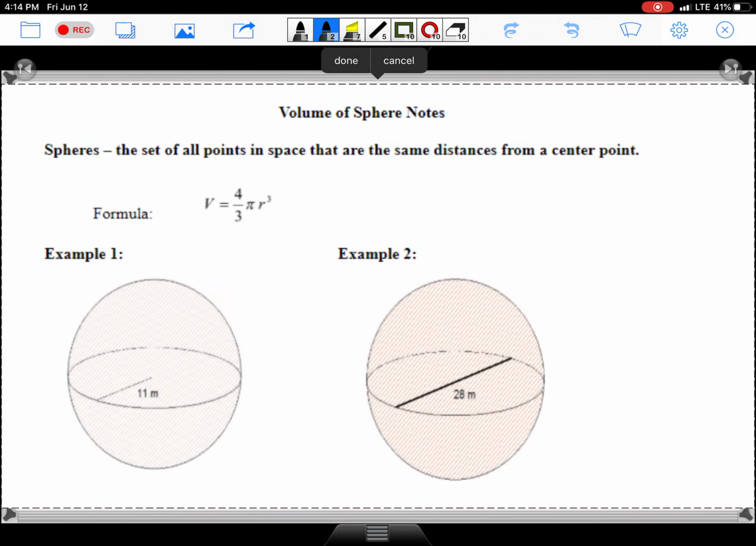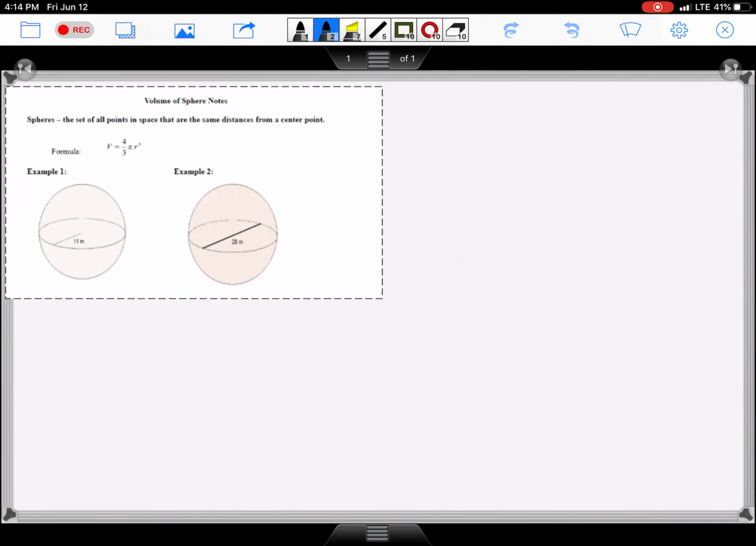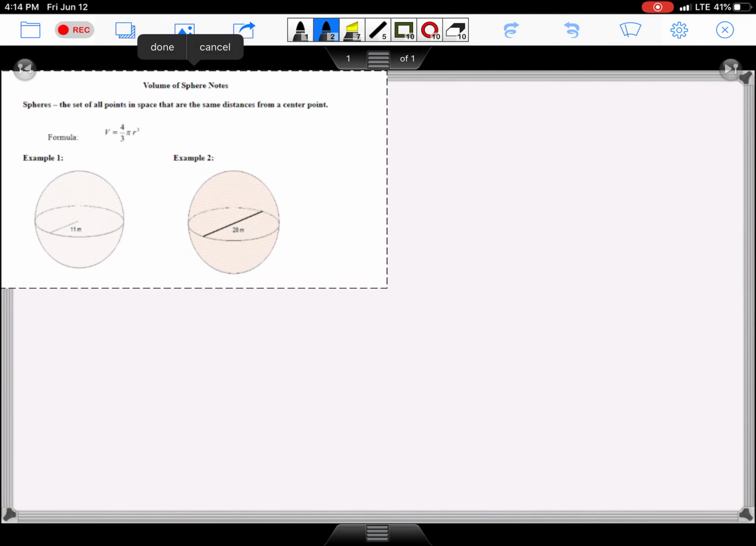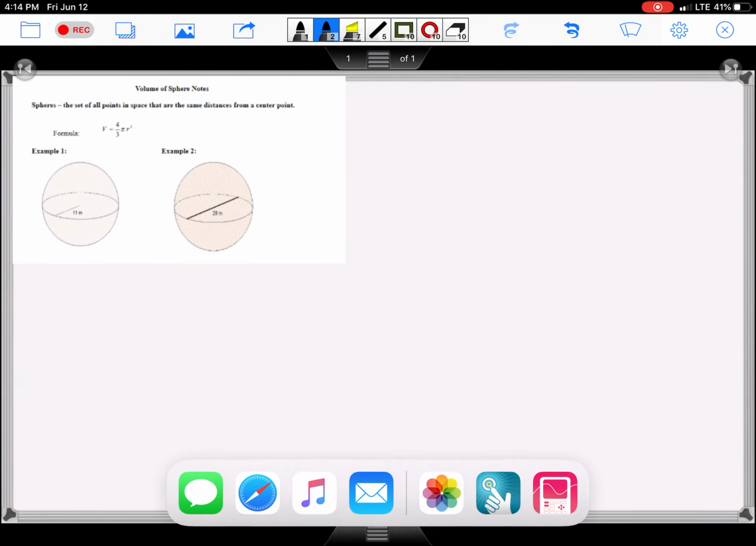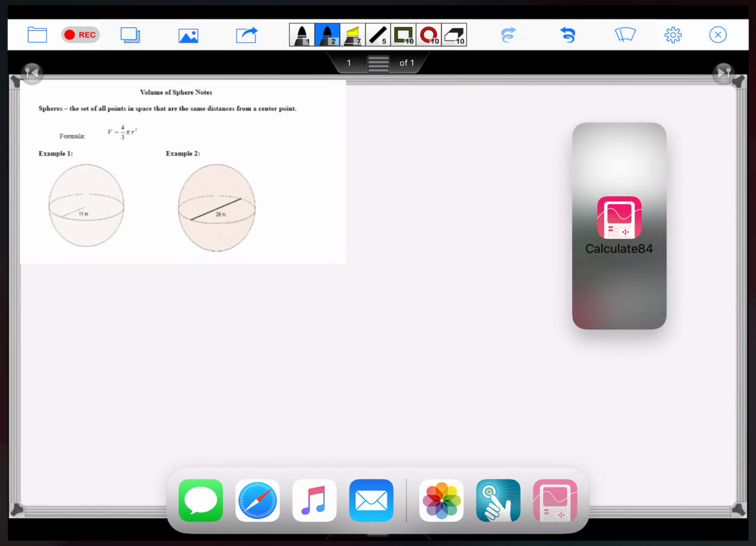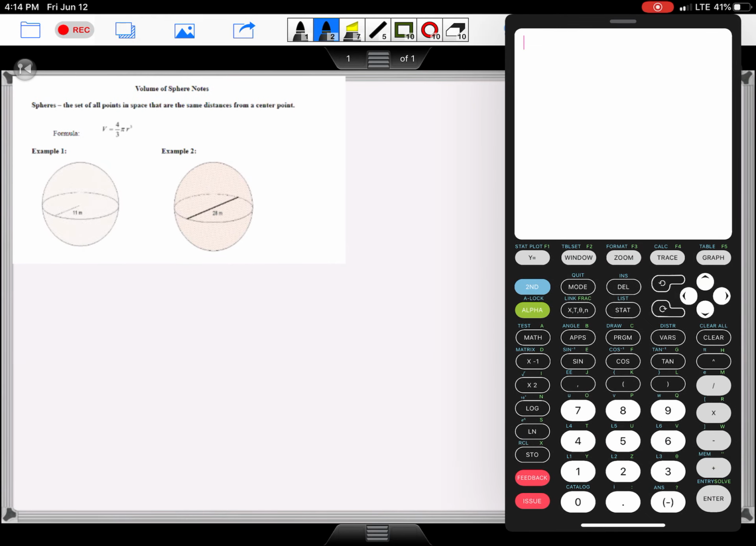So here's the picture, the example that I'm going to use. I'm only going to solve one, but I'm going to minimize the picture, and then I have to make sure that I have the calculator on the bar so it'll show up on the screen. And so I already have the volume formula here. The only thing that I need to know from this formula is how to identify the radius.